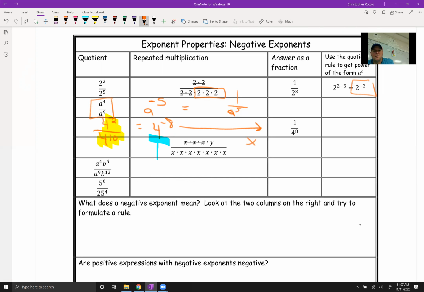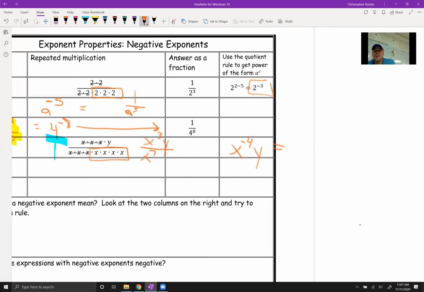So this must have been 1, 2, 3, 1, 2, 3, 4, 5, 6, 7. So this must have been x to the 3rd, x to the 7th. We have a y, and the y doesn't have anything going on with it, so it's going to stay there. What happens with the x's is we notice we have 4 left over on the bottom, so we signify that by saying it's x to the negative 4th. So those are done. Just as a side note, we never leave negative exponents in our final answer. So this will turn into y, because it's to a positive, and we get x to the 4th in the denominator. So this answer as a fraction is always what we're after.